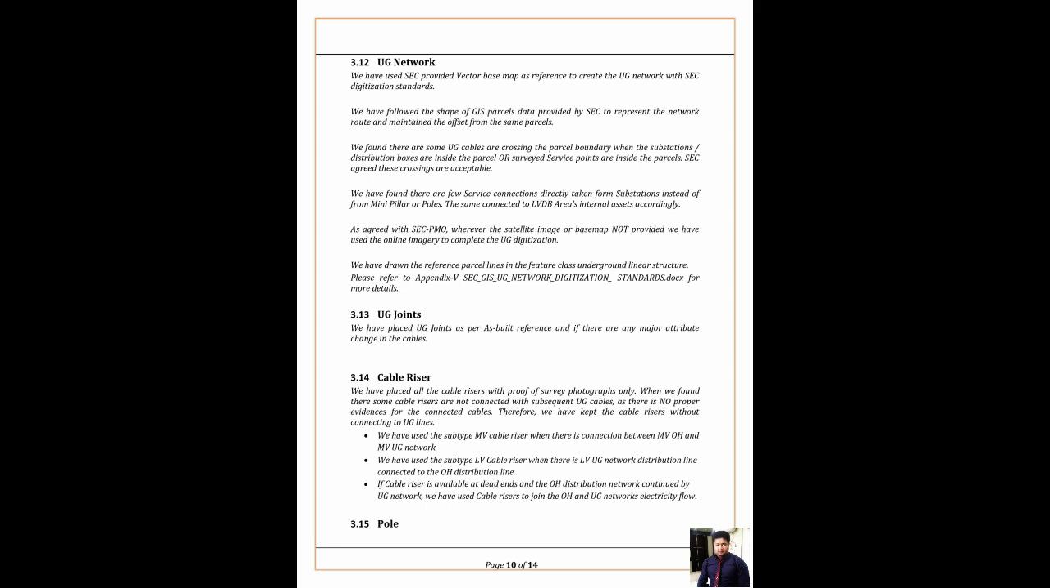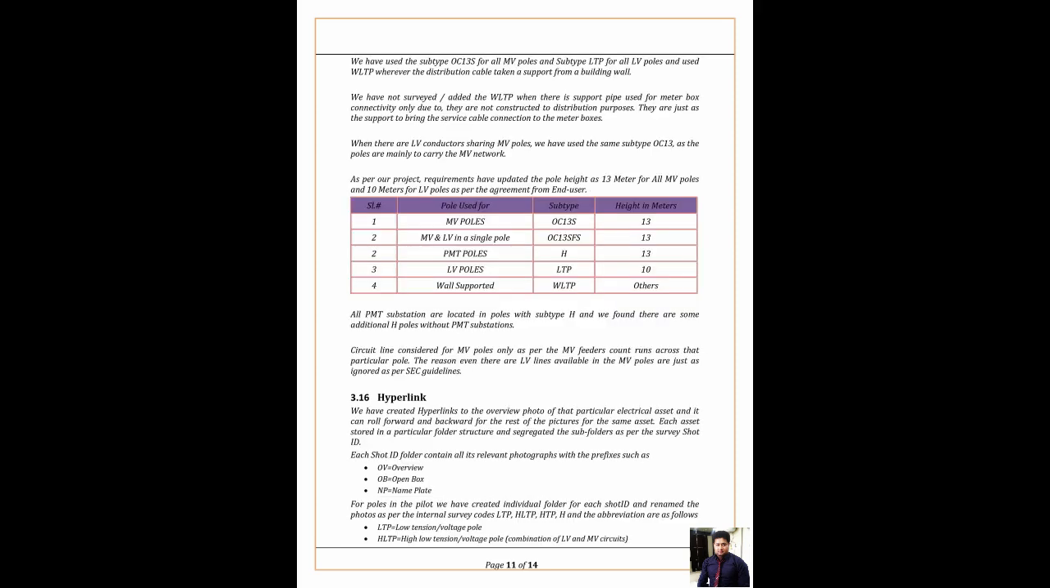3.15 Pole. We have used the subtype OC13S for all MV poles and subtype LTP for all LV poles, and used WLTP wherever the distribution cable takes support from a building wall. We have not surveyed or added the WLTP when there is a support pipe used for meter box connectivity only, as they are not constructed for distribution purposes. They are just a support to bring the service cable connection to the meter boxes.